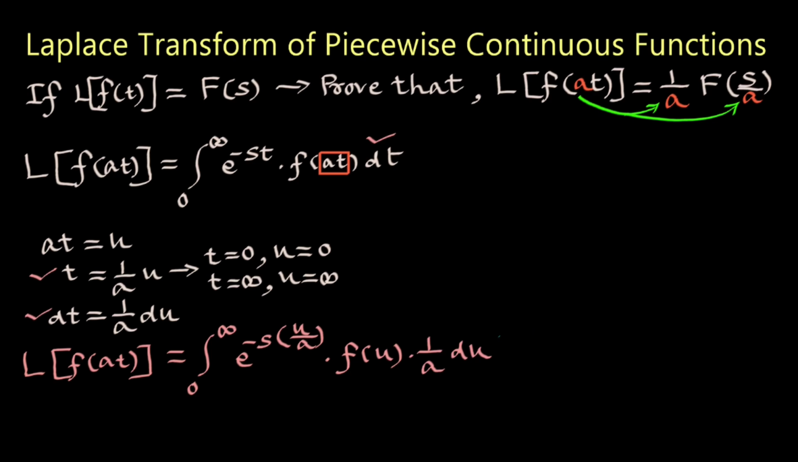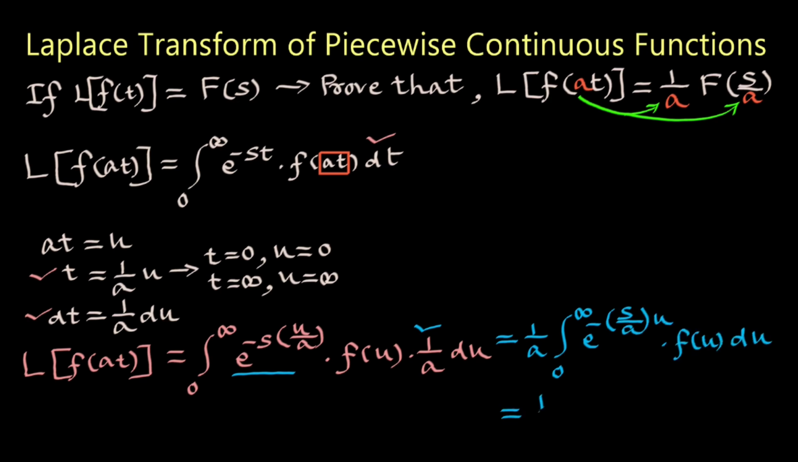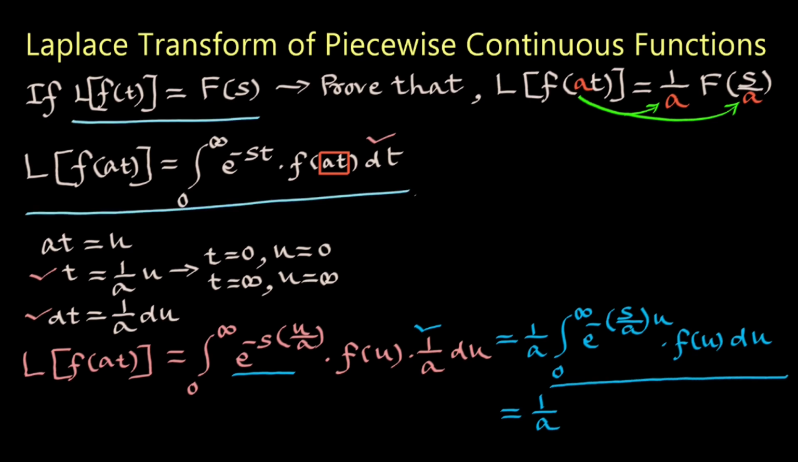This we rewrite as this 1 upon a integral from 0 to infinity. We write this as e raised to minus s upon a u f(u) du, which is 1 upon a, and for this integral from this and this we write capital F of s upon a, which is Laplace transform of f(at). Hence proved.